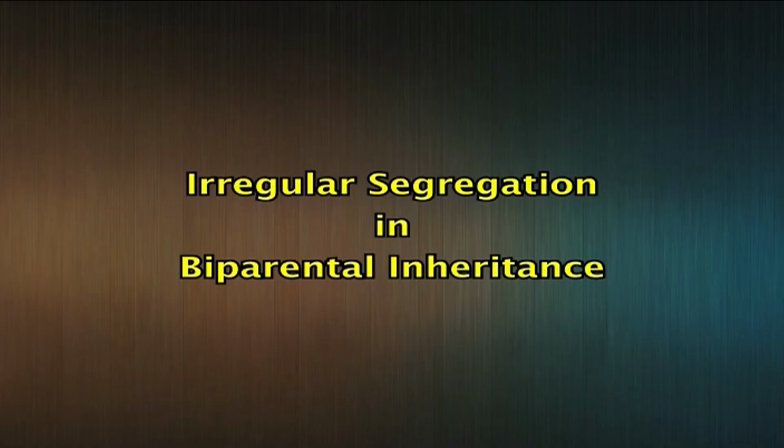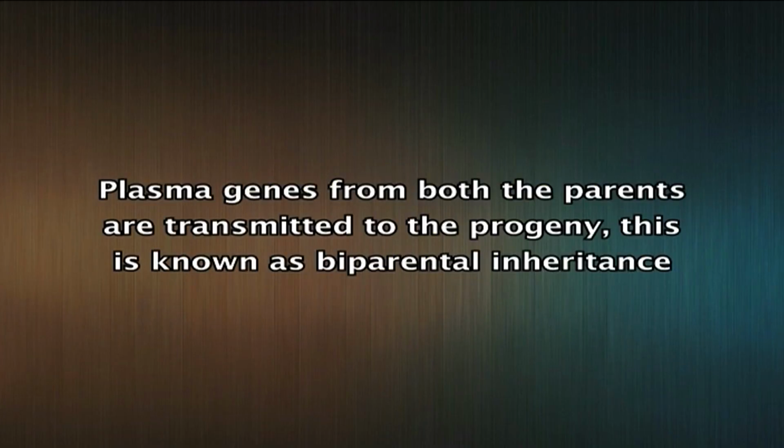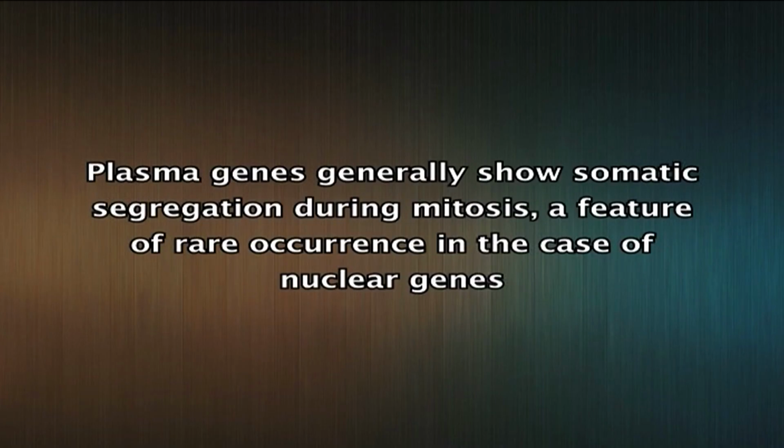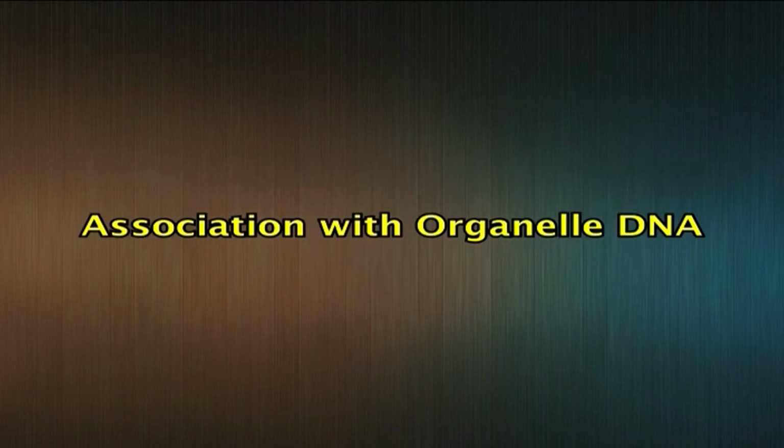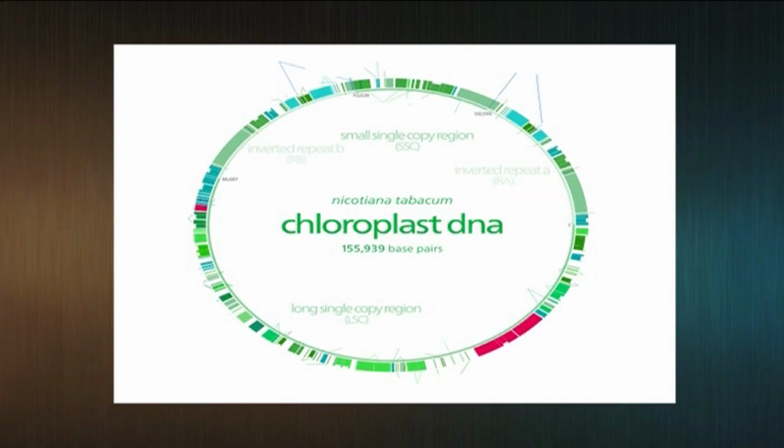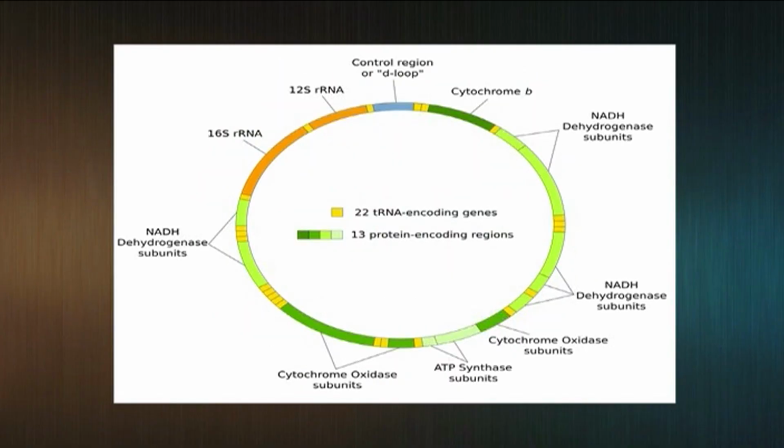Number 3 is the irregular segregation in biparental inheritance. In some cases, plasma genes from both the parents are transmitted to the progeny. This is known as biparental inheritance. Number 4 is the somatic segregation. Plasma genes generally show somatic segregation during mitosis, a feature of rare occurrence in the case of nuclear genes. Number 5 is the association with organelle DNA. Several plasma genes have been shown to be associated with chloroplast DNA or mitochondrial DNA.